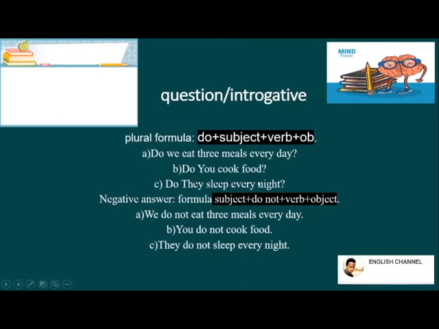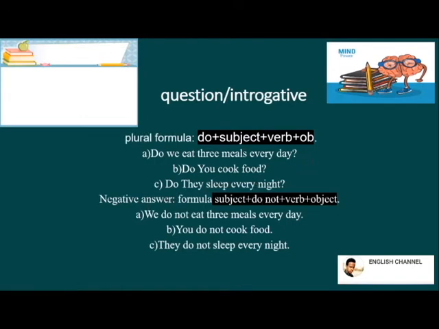Do you cook food? Yeah, this is a question. So this was "you cook food". But when we add "do" before the affirmative, it becomes "Do you cook food?" Do they sleep every night? So that is a question.